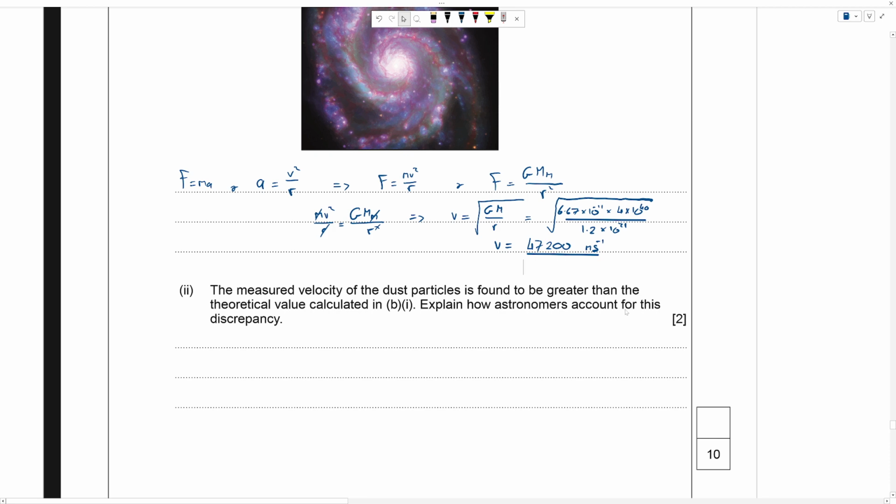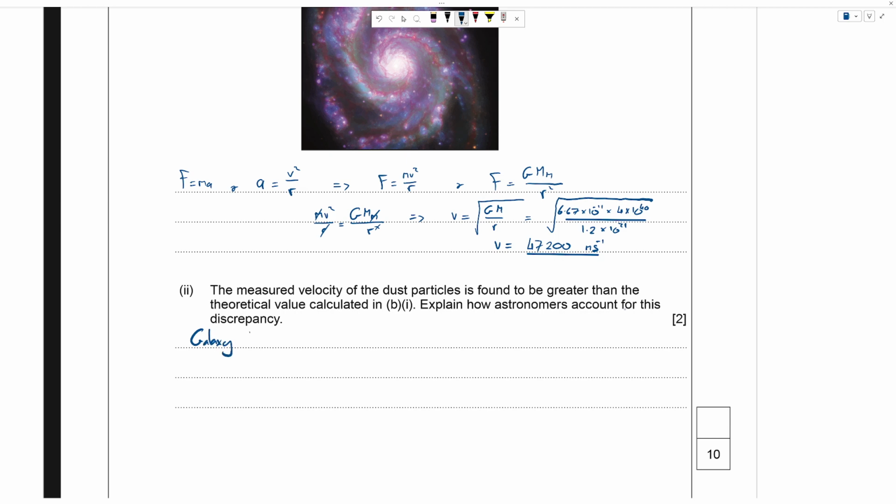Part 2, the measured velocity of the dust particles is found to be greater than this theoretical value. Explain how astronomers account for this discrepancy. So this is the standard sort of evidence that we have for the existence of dark matter when we analyze the motion of dust or anything really that is far out from the center of galaxies orbiting the center. We find that it's typically moving much too quickly to be held by the galaxy's gravity, and the proposed explanation for that is the existence of matter within the galaxy that we cannot see but that contributes to the mass. So explain how astronomers account for this discrepancy.